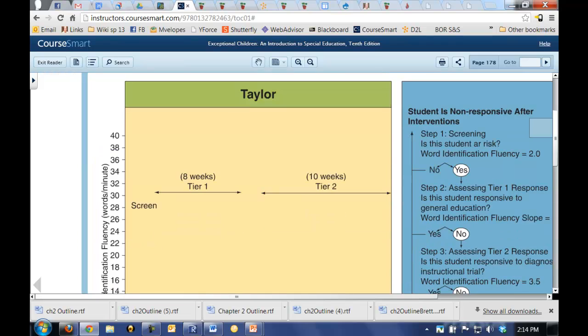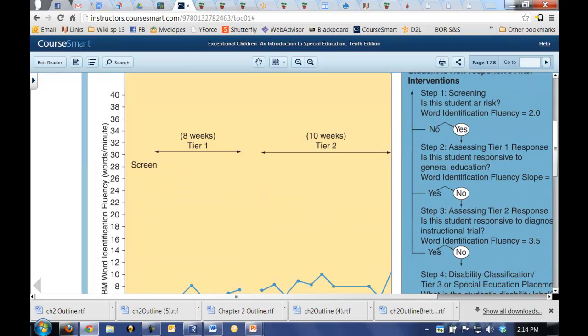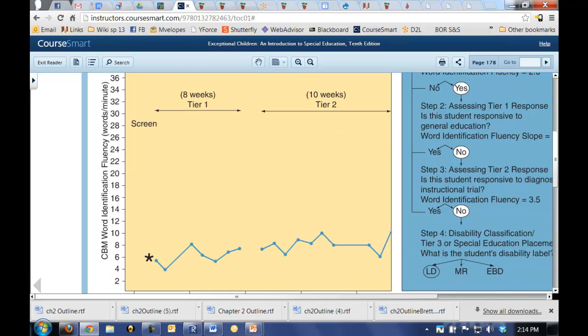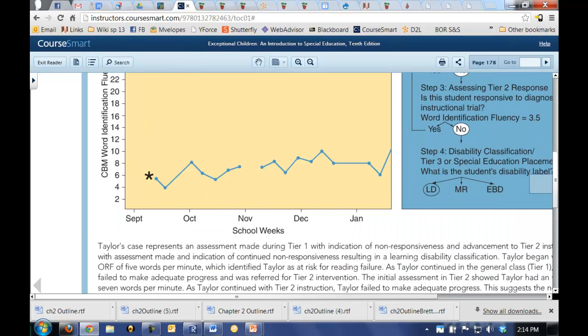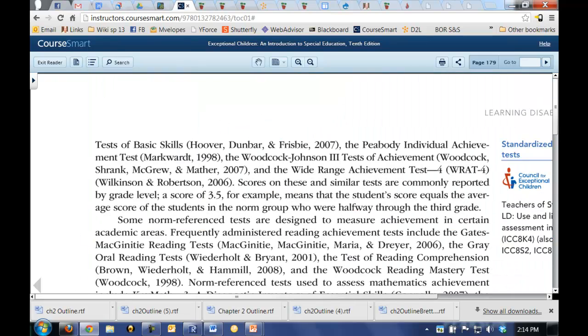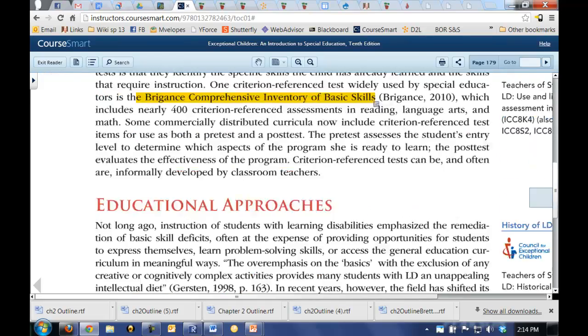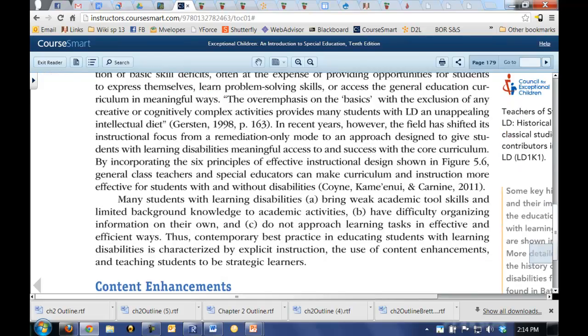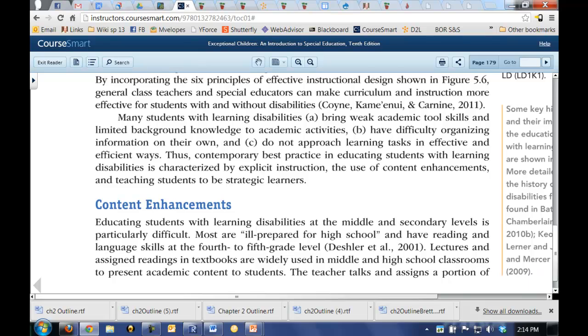All right, and so here's another one that may be not as successful, that we do this screening after 8 weeks, and we go to tier 2 and still no progress. And then that would be the referral to special ed, where you would look for even more intense type things. So then we get into educational approaches, and I want to go back to the notes for that.